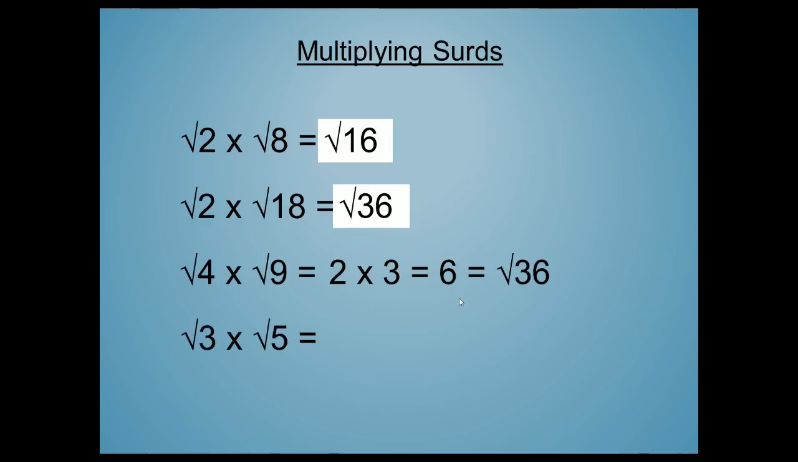Square root of 3 times square root of 5 will give you root 15, because the square root of a times the square root of b is the square root of a times b, which is 3 times 5, which is 15. Did you get the idea?